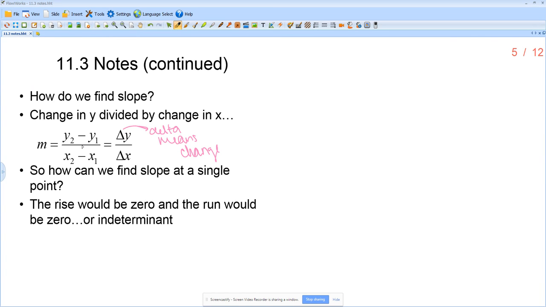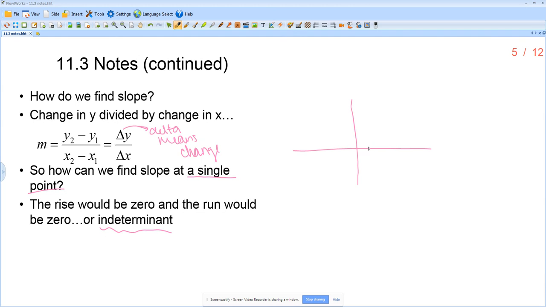This is how I can find the slope between 2 points, x1, y1, and x2, y2. But what if I want to find the slope at a single point? Well, the problem if I was trying to find it at a single point is that I would have no change in y over no change in x. So my rise would be 0 and my run would be 0, which is indeterminate. And again, just think about that.